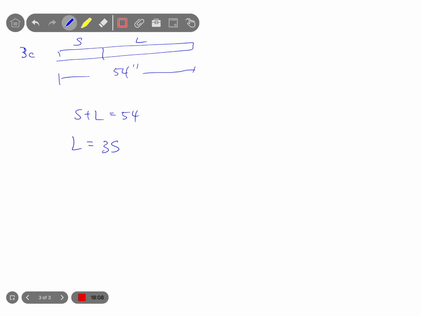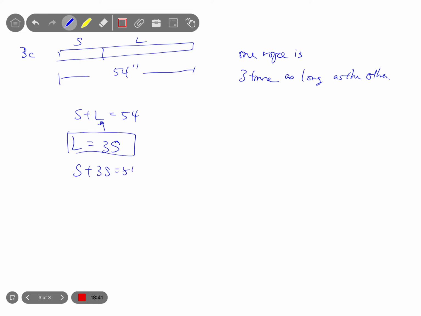Key phrase: one rope is 3 times as long as the other. Okay, so clearly we have a long and short piece. So we can get L equals 3S. And again, two equations, two variables, let's substitute. Wherever I see an L, I'm going to put 3S. So now we have S plus 3S equals 54.